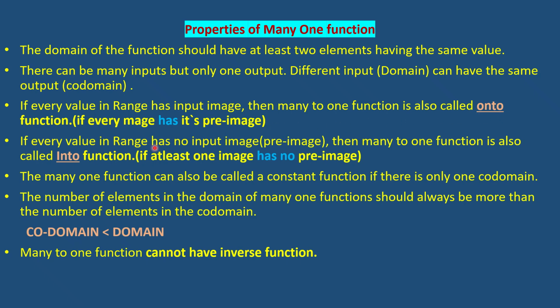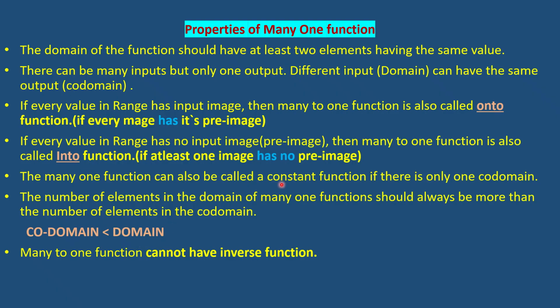And if some value in the codomain has no pre-image, then the many-to-one function is called many-to-one and into. Means at least one image has no pre-image. So these are the two types of many-to-one function, onto and into. The many-one function can also be a constant function, that I have told in the example, because there is only one element in the codomain. And the number of elements in the domain of a many-one function should always be more than the number of elements in the codomain. Means the codomain will always be less than the domain, because the domain has so many elements mapping to one element.